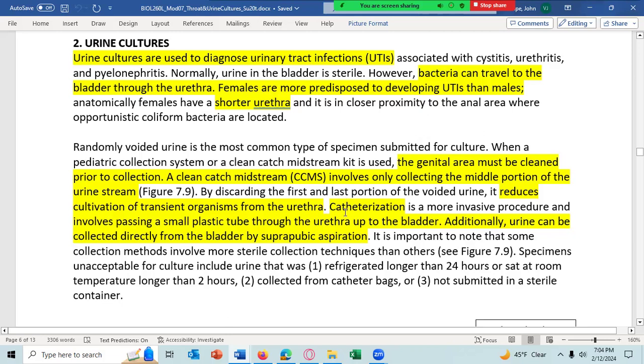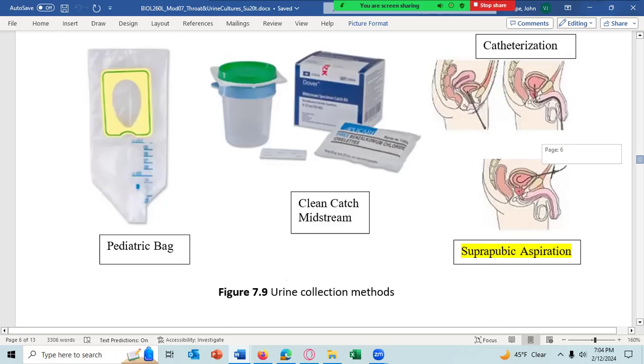However, that itself can produce contamination because the urethra has bacteria in it, and you can, with the catheter, pick up the bacteria and then put it in the bladder and then sample that. And so even the catheterization is not bacteria free.